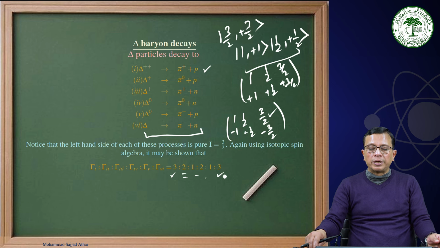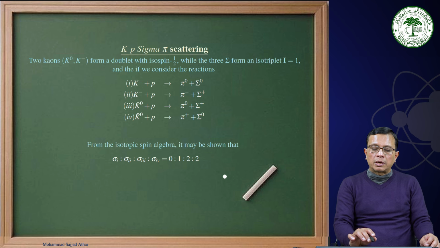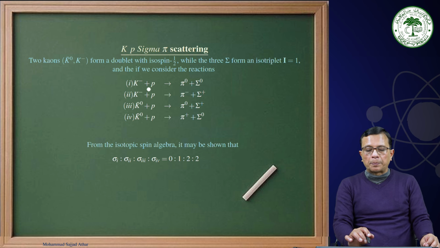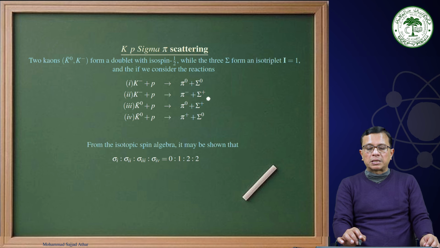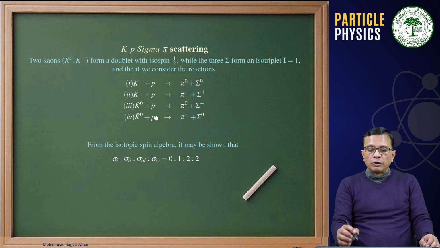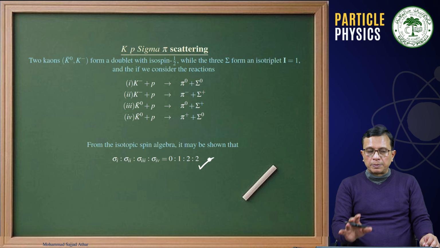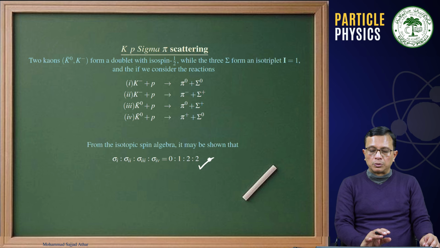This is not only true here, but even if you take, for example, kaon scattering on the proton, you talk about k minus scattering on the proton, where you can have pi 0 and a sigma 0 in the final state, or pi minus sigma plus in the final state, or k0 bar scattering on the proton, you will see that we apply the same isotopic spin algebra. We have the cross-section ratio to be this, and it has been experimentally found to be true.